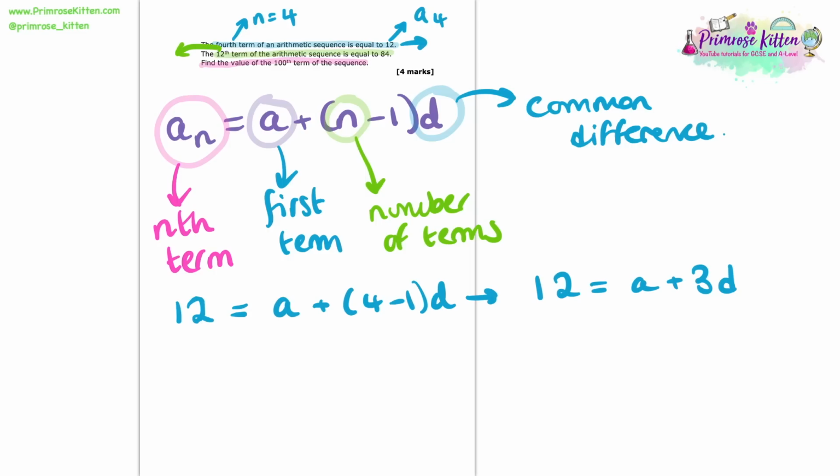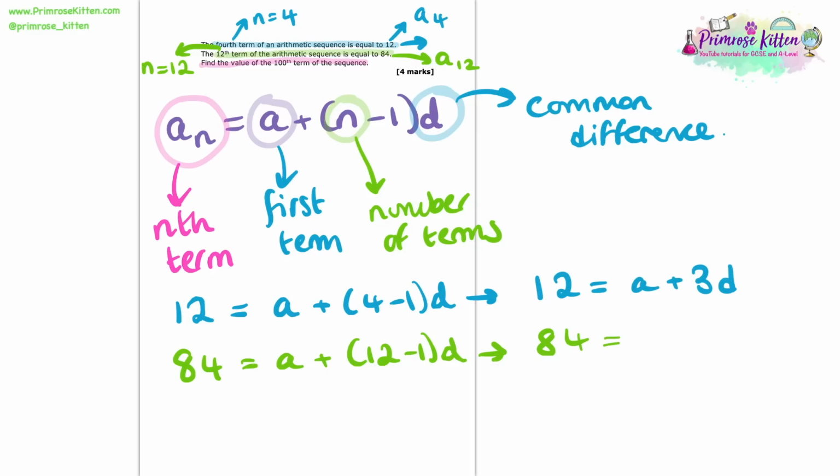Now that we've done that, let's look at the second sentence above. Here we know that n equals 12, it's the 12th term, and that is equal to 84. So here we can see that 84 equals a plus (12 minus 1)d. And this will simplify to give us 84 equals a plus 11d.